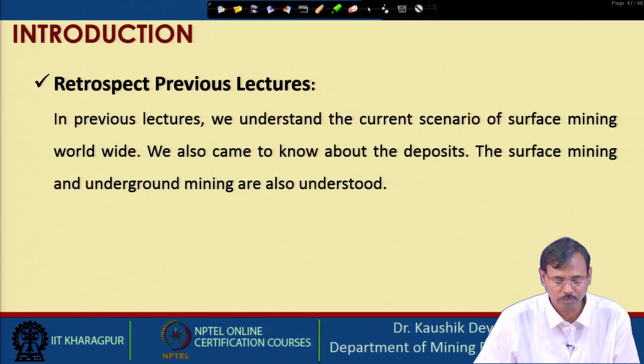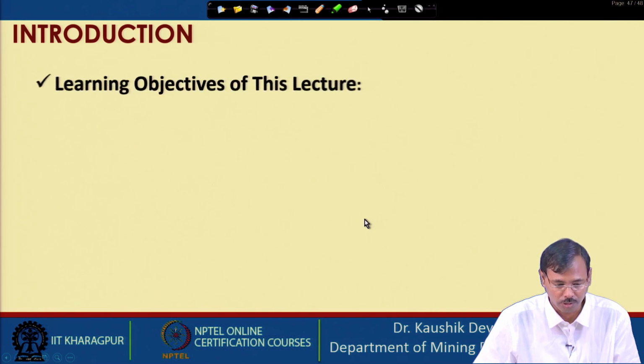In the last class we were also trying to understand whether surface mining is possible up to how much depth, or whether it can be economic for deep seated deposits or not. So, we are in a little bit of a dilemma, and we will try to know whether surface mining technology can be applied for deep seated deposits or not.